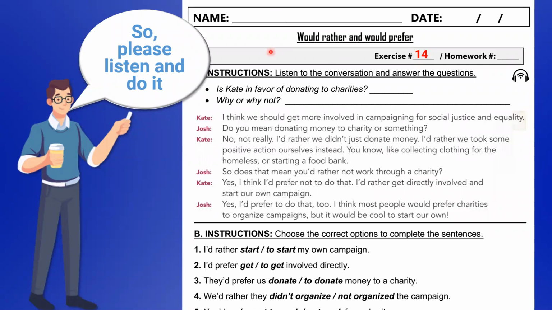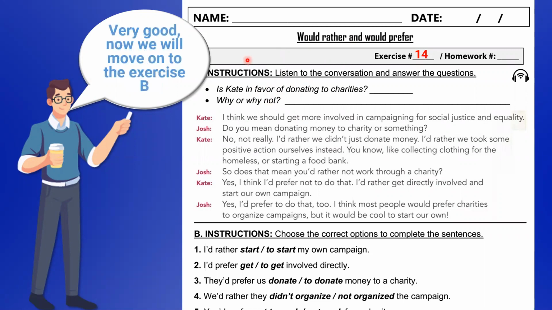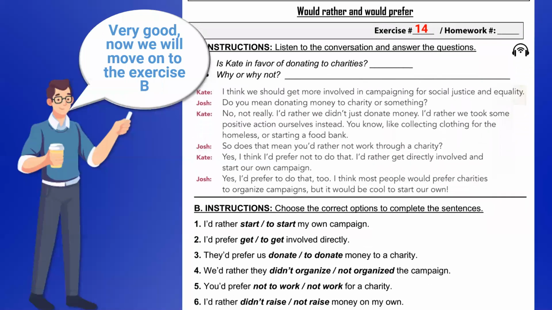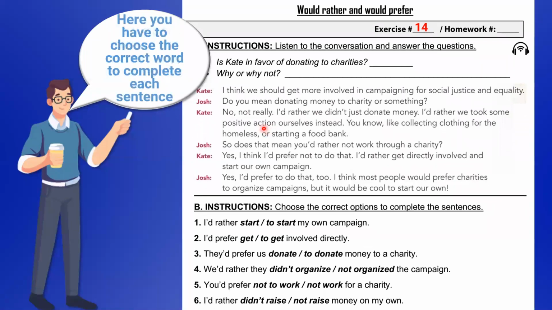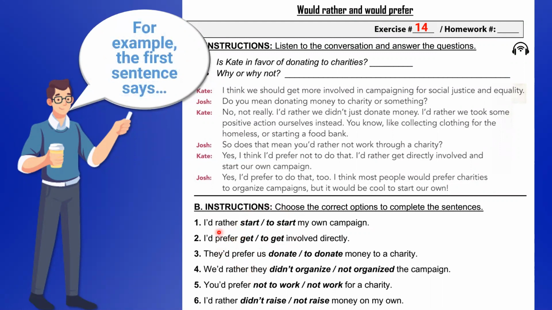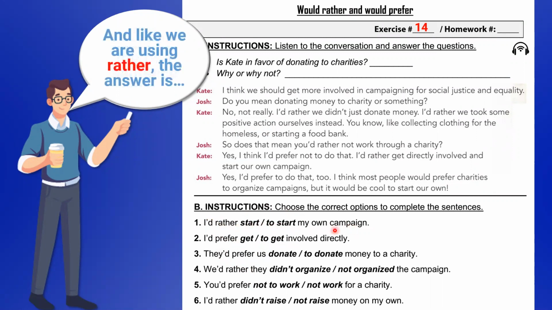All right. So please answer these questions. And then we will move on to exercise B. Here you have to choose the correct word to complete each sentence. For example, the first sentence is, I would rather start or to start my own company. And like we're using rather, the answer is start, right?